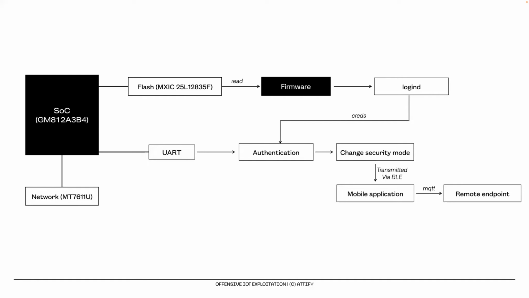And if we extract the firmware, it will contain the file system. And one of the binaries in the file system is a binary called login, by reverse engineering which we get the authentication credentials. And using those credentials, we log in and we change a particular feature in the bootloader or in the running device itself called security mode. And as soon as this is changed, it transmits it to the mobile application through BLE, which then sends additional information to the remote endpoint. So this is how a sample attack surface map looks.